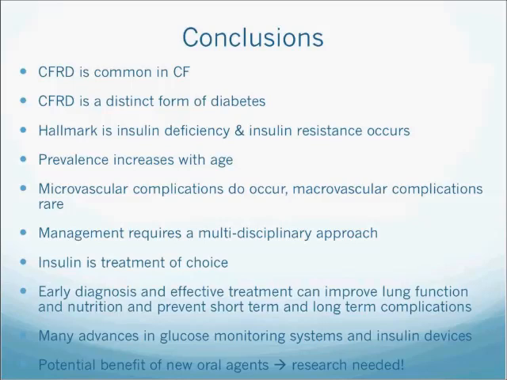Insulin is the treatment of choice, although there have been some instances where oral agents, well, primarily just Gluconorm at this point, has been used, but long-term and ideally insulin is the treatment of choice. Early diagnosis and effective treatment can improve lung function and nutrition and prevent short-term and long-term complications.